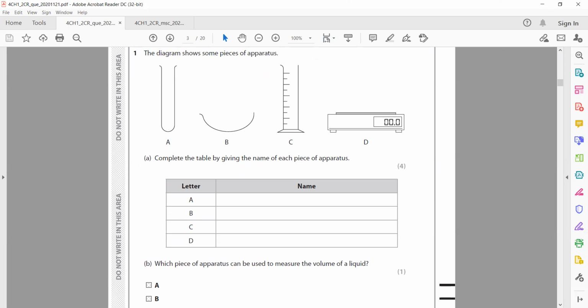So the first apparatus is test tube. Apparatus B is evaporating dish. C is a measuring cylinder and D is a balance.